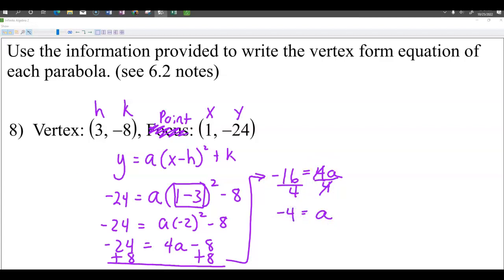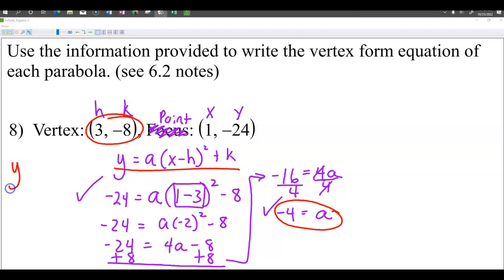All right, so step 1, plug stuff in. Step 2, solve for A. Step 3 is we're ready to write our final answer. You're going to plug in your A value, and you're going to plug your H and K into this, and that will be your final answer. So the y stays there. The A was negative 4. The x stays there. The H is 3. The K is 8. And that would be the equation of that parabola.